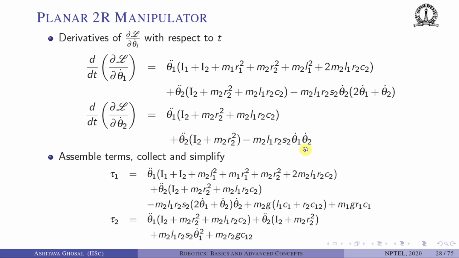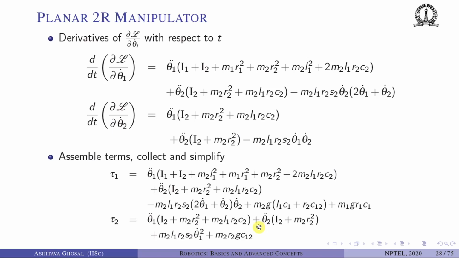We can now assemble the expressions: d by dt of dL by d theta 1 dot minus dL by d theta 1 is equal to tau 1, and d by dt of dL by d theta 2 dot minus dL by d theta 2 will give you tau 2. So now we have tau 1 equal to this expression, and tau 2 is equal to this expression.